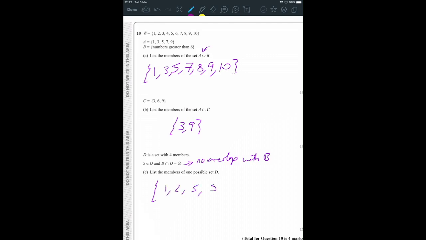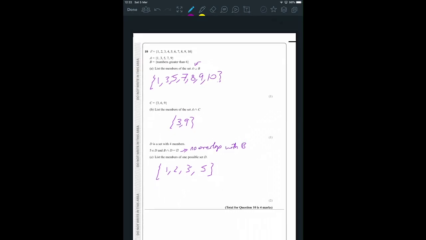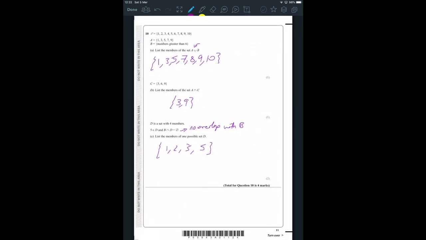So let's go 1, 2, 3, 5. That is quite a simple possibility there. Lots of combinations for that one, as long as you've got 5 and numbers only less than or equal to 6.